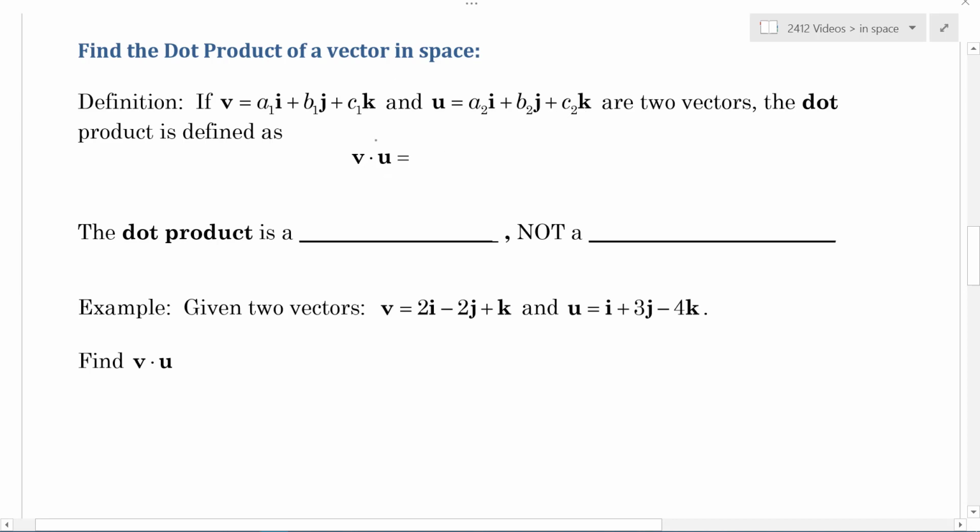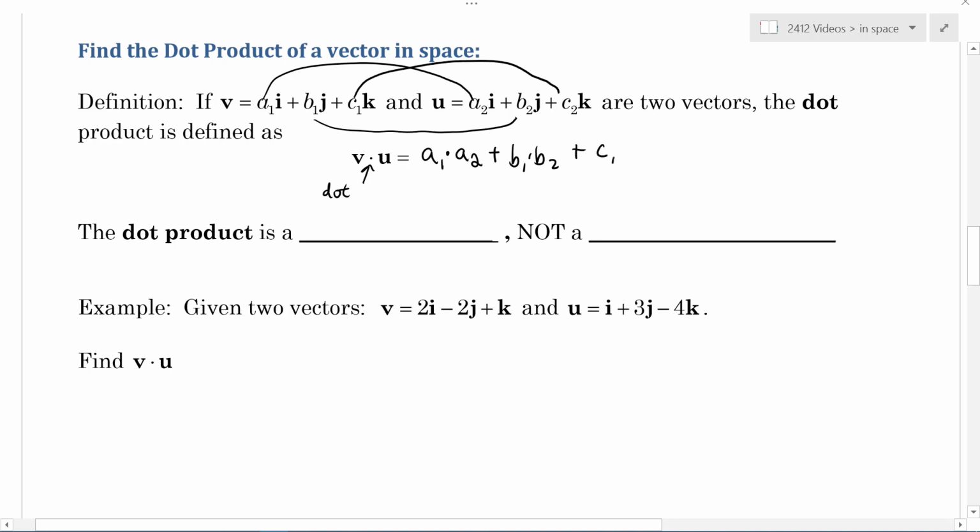Now, when we're asked to find the dot product, remember that we're going to see a dot in between the two vectors. We're going to take the first two numbers, so the number in front of i for each vector, and we're going to multiply them together. We're going to add that to the numbers in front of j multiplied together, so b sub 1 times b sub 2. And then we're also going to do the same thing for that third number. The numbers that are in front of k are going to get multiplied together and added. So we're going to multiply c1 times c2, and then we're going to add that result in.